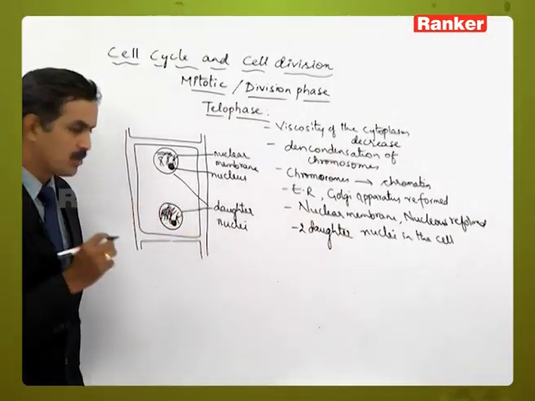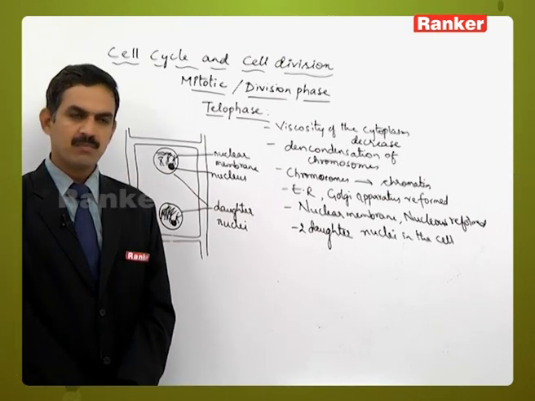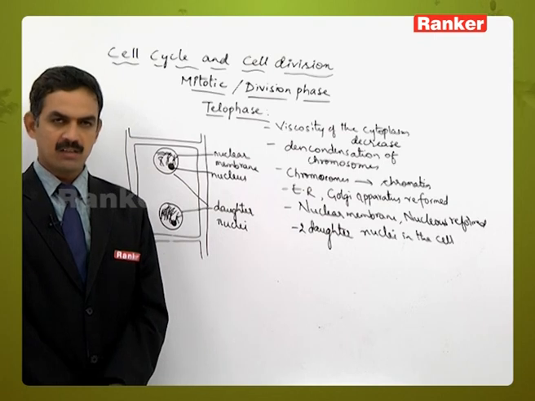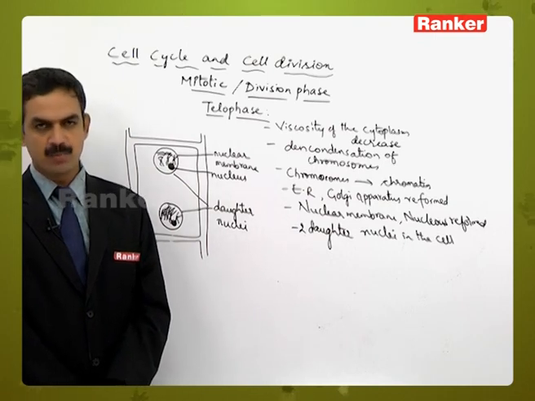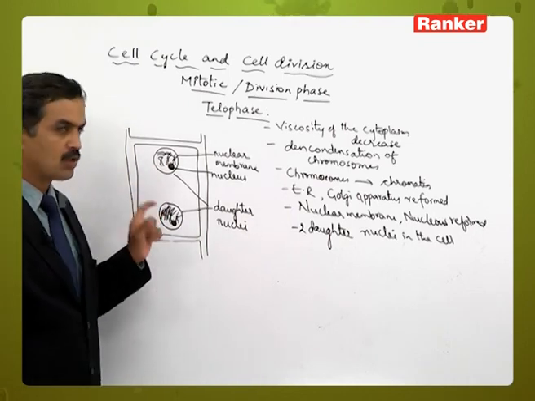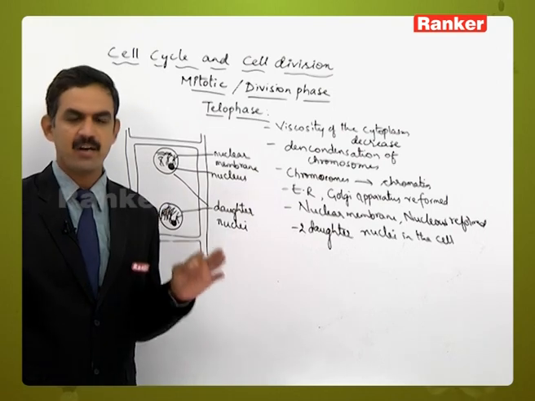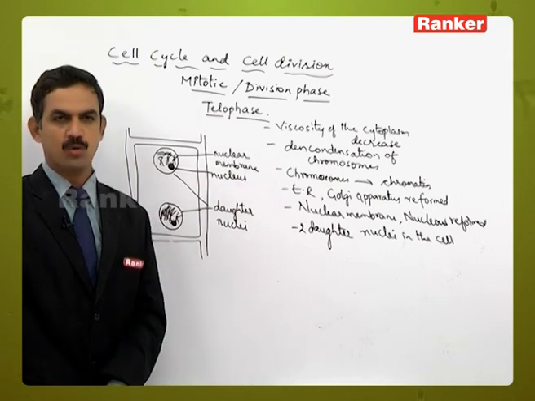The number of chromosomes present in each of the daughter nuclei will be the same, and they are not only equal to each other, but they are equal to the chromosomes that are present in the parent cell. And the ploidy of the chromosomes present in the nucleus is also exactly the same as that of the parent cell.